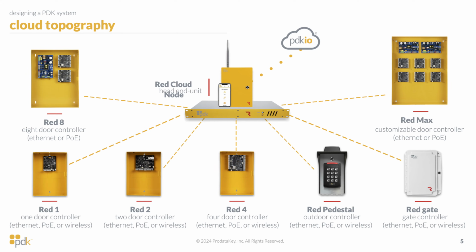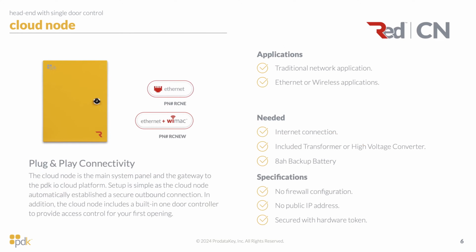Each of these are going to communicate in different ways. We have Ethernet and PoE, which are hardwired. PoE, of course, providing power to the controller as well as communicating. And we also have wireless. So the wireless is going to remove the need to run a wire from a switch or a router all the way out to the door controller. We can instead just utilize the Zigbee protocol built into the cloud node to communicate out to that door controller. So you'll notice once we get up to the Red 8 and Red Max, those are typically more centralized. Those are going to be hardwired rather than wireless.